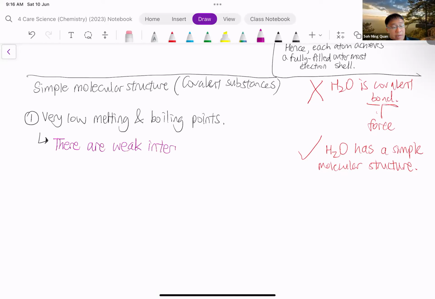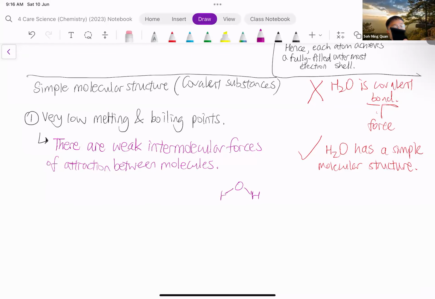There are weak intermolecular forces of attraction between the molecules. So if I were to draw H2O, this is one molecule, this is another molecule, right? The weak intermolecular forces are between the molecules. So this is the weak intermolecular force. So it's in between the molecules which you have the weak intermolecular forces of attraction.